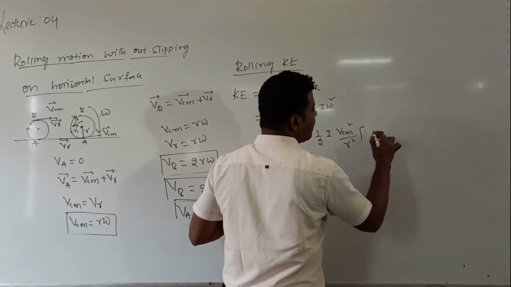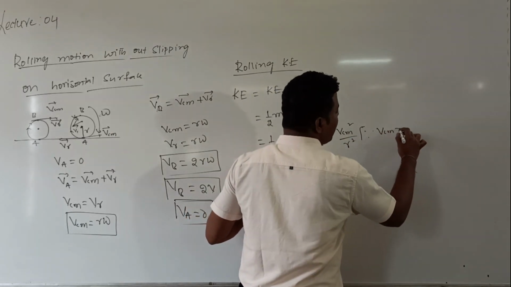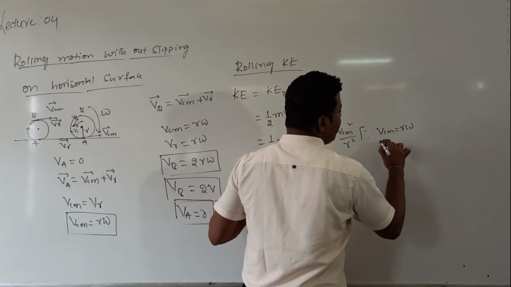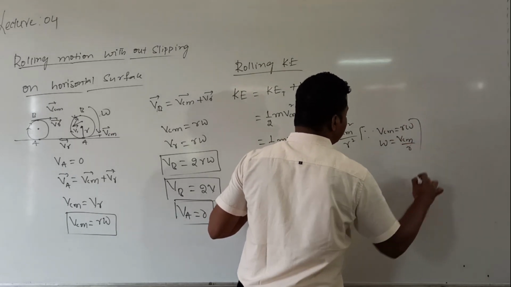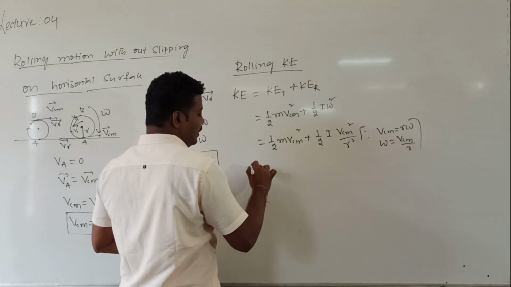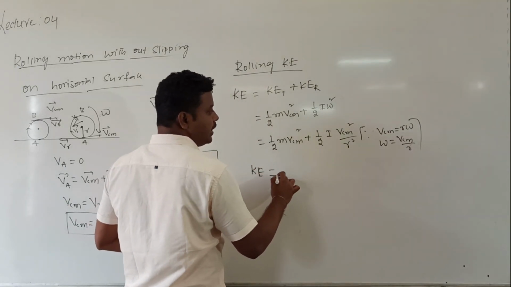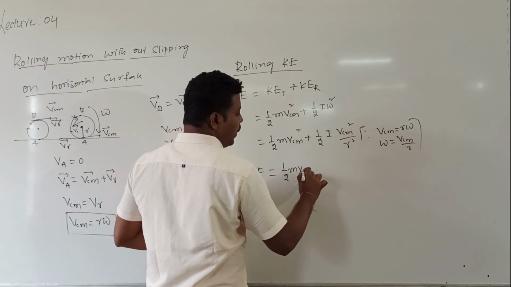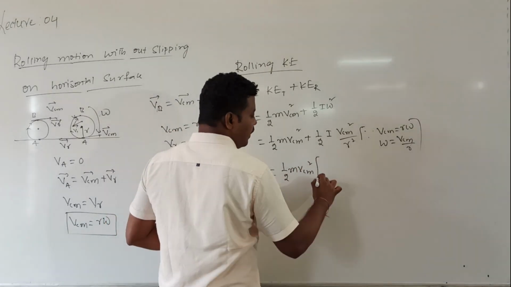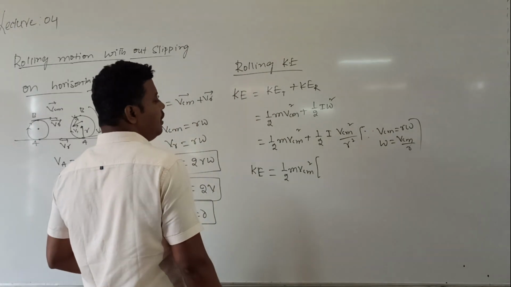What is the reason? vcm is equal to r into omega. Then what happens to the omega value? It is vcm divided by r. Correct? Then what will I get? This is the expression for total kinetic energy. So can I take 1 by 2 into m into vcm square common in both the terms? When I take 1 by 2 into m, but m where?